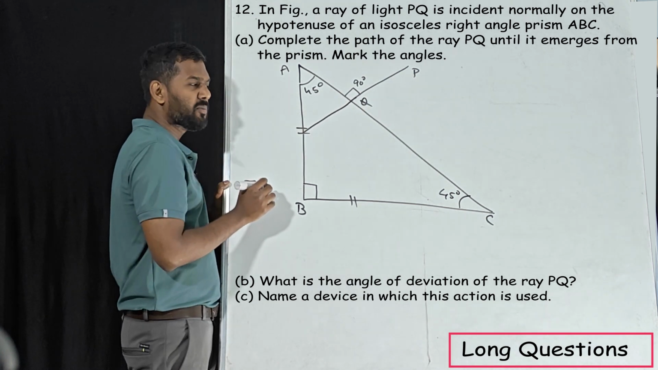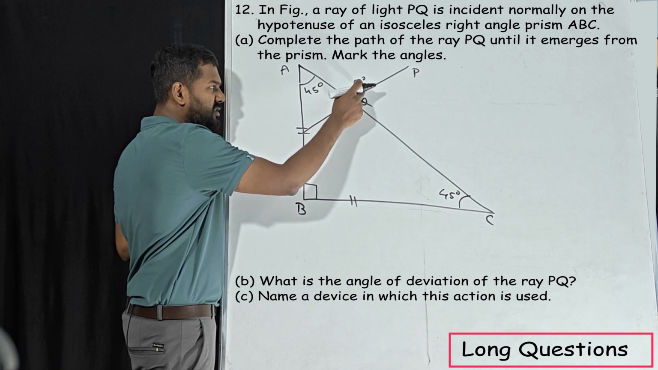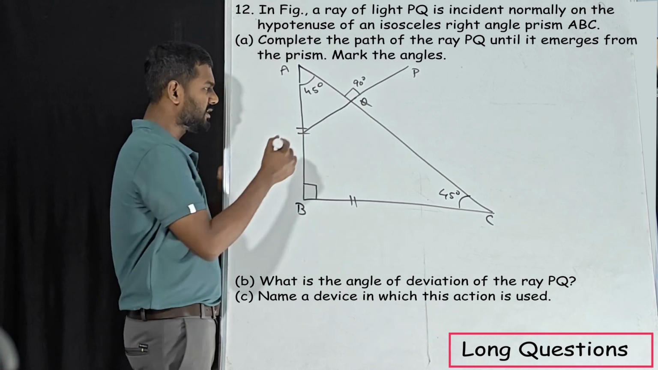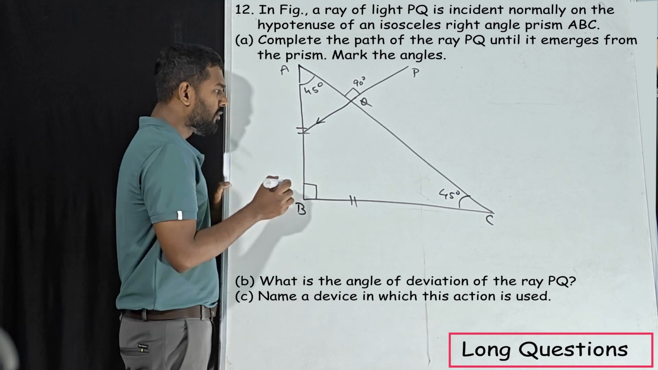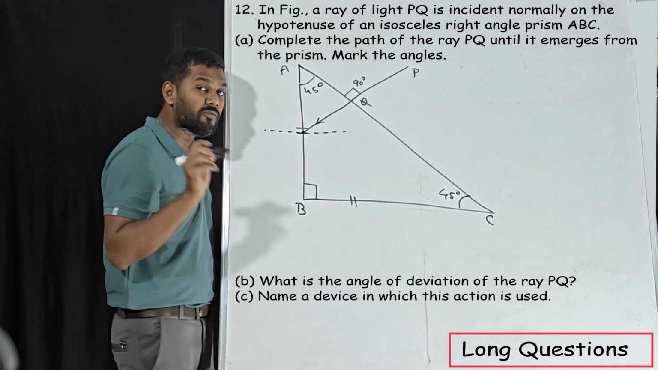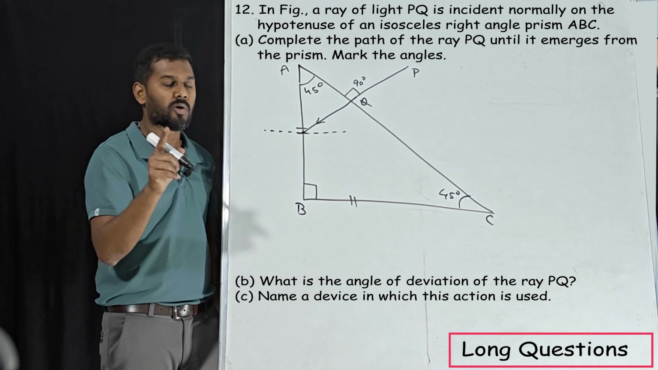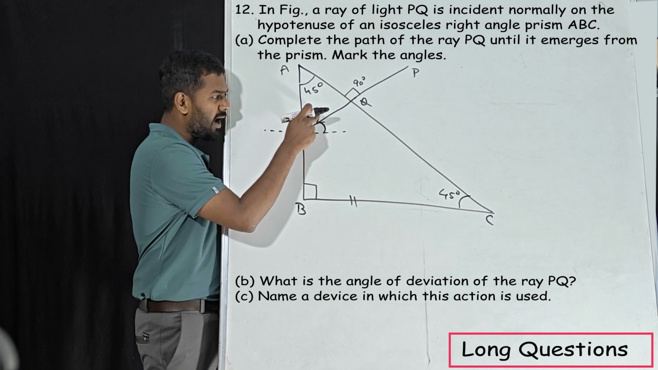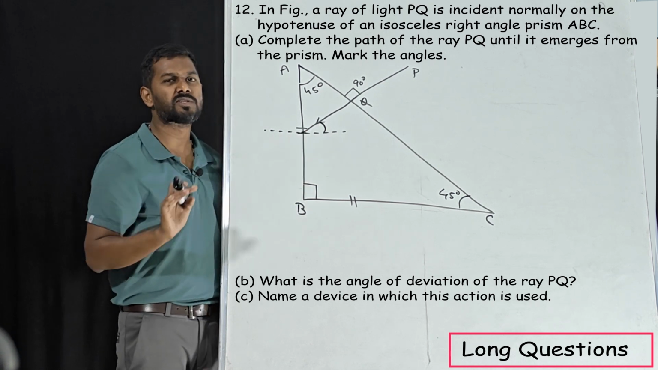Why is it going straight? Because the incident angle is 90 degree. If it is 90 degree, it passes without deviation. Now this is the angle. Whenever you see this point, first draw the normal. Which angle we need is important. This angle we require, because always the angle between the normal and the incident ray is what we have to find.